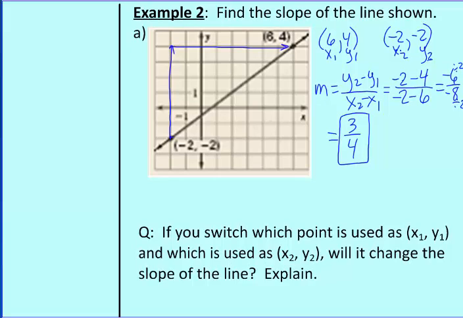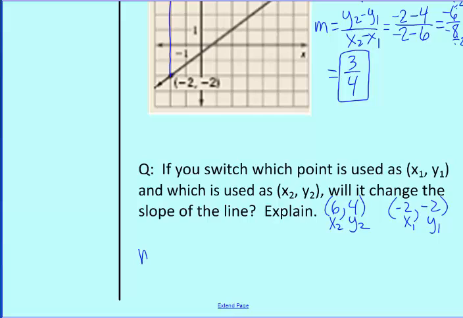Now I have an extra question down here. If you switched which point we used as x1, y1 and x2, y2, is it going to change the slope of the line? So we can check it. So I used the 6, 4 as x1, y1. So this time I'm going to label 6, 4 as x2, y2. We'll label the other point, -2, -2, as x1, y1.